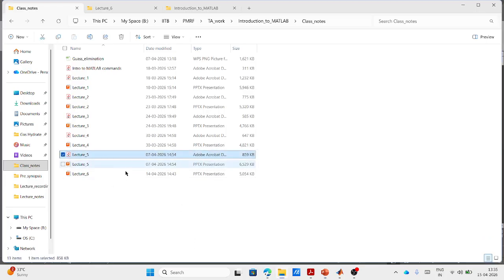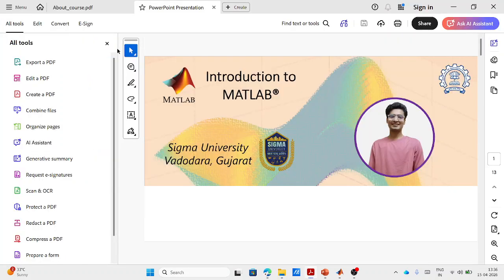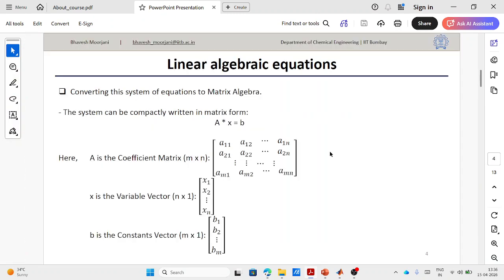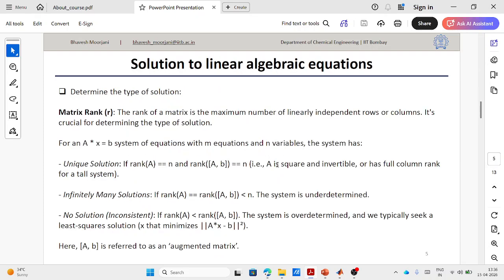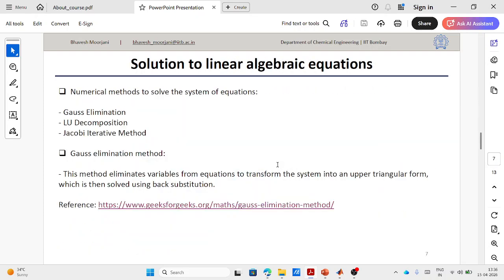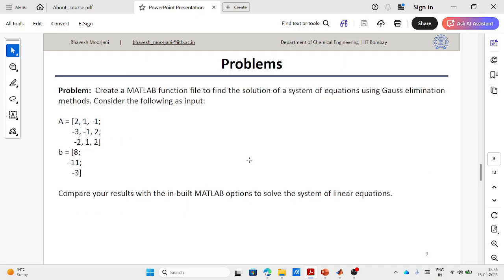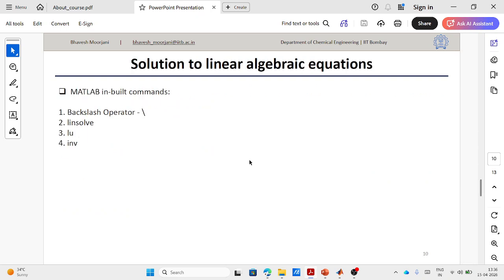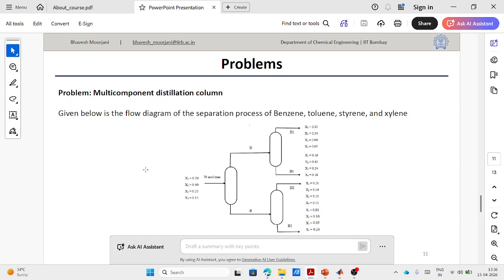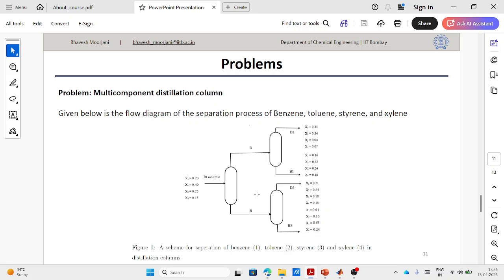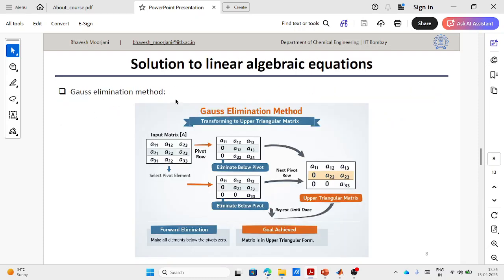What we did in the last lecture was we first learned how, if we have simultaneous algebraic equations, to find the solution of those equations. For that we rely on matrix algebra, and we use the Gauss elimination method, Gauss-Jacobi method, etc. We coded Gauss elimination with our own scripting, and compared it with the inbuilt MATLAB commands available to solve the same problems. Once we learned that, we moved forward with the multi-component distillation column example and solved the same problem, which relies on this numerical method, where we have to find a solution to linear algebraic equations, right?